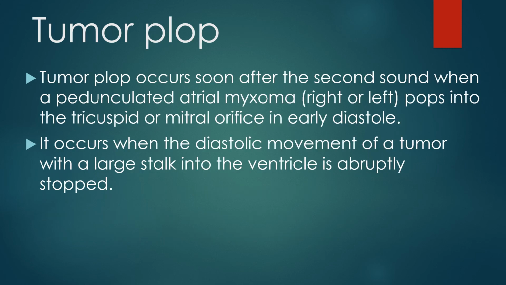Tumor plop occurs soon after the second sound when a pedunculated atrial myxoma, right or left, pops into the tricuspid or mitral orifice in early diastole. It occurs when the diastolic movement of a tumor with a large stalk into the ventricle is abruptly stopped.